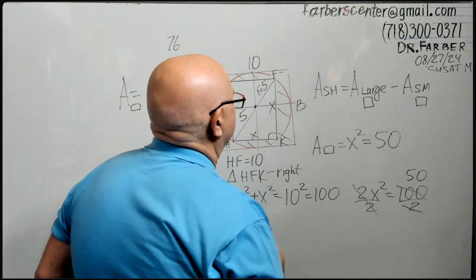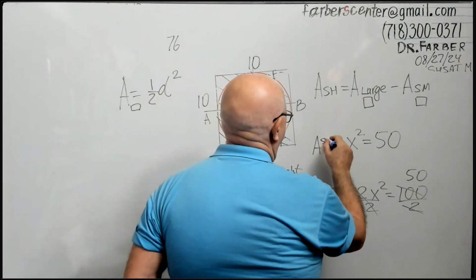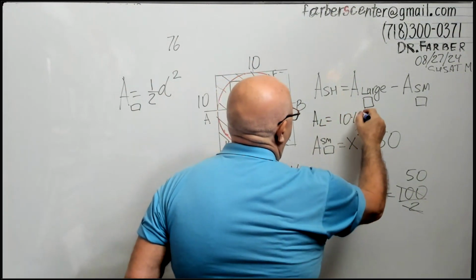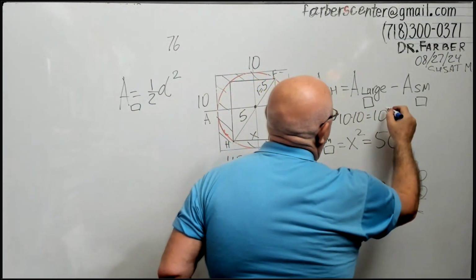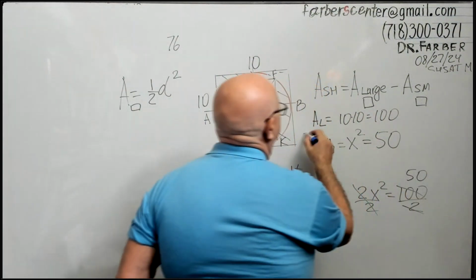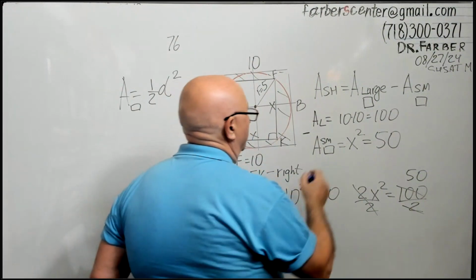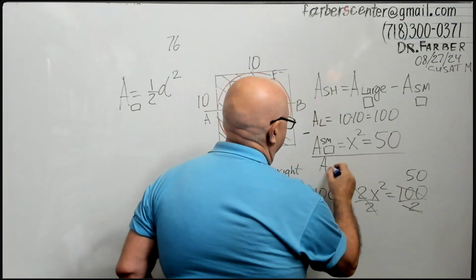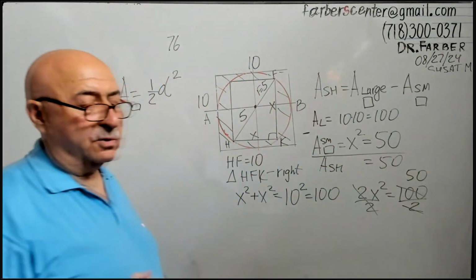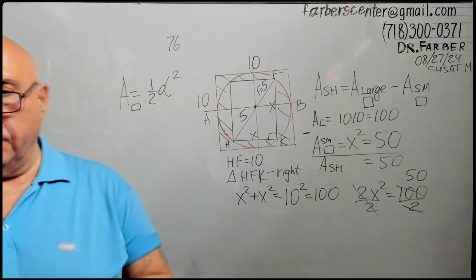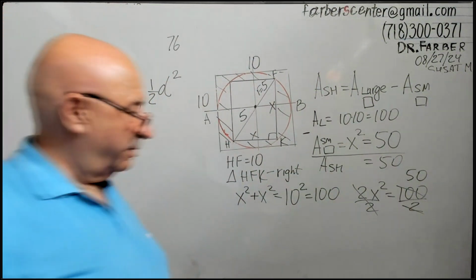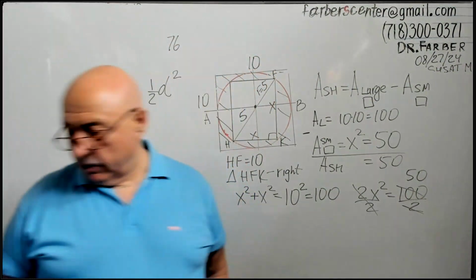So area large and this area small. Area large equals 10 times 10, which is 10 to the second, which is 100. If you subtract area large minus small, you get area shaded equals to 50. So far, so good. Who understand up to this point? 100%. Easy, good, good, good. Let me erase it. If you don't have any question, I will erase.